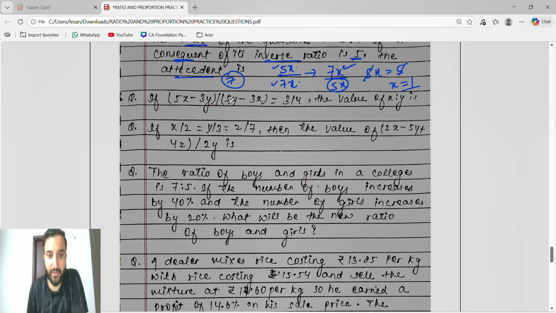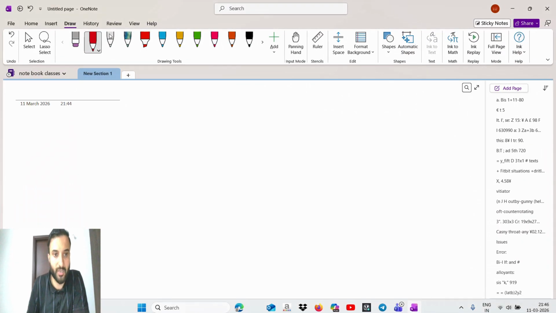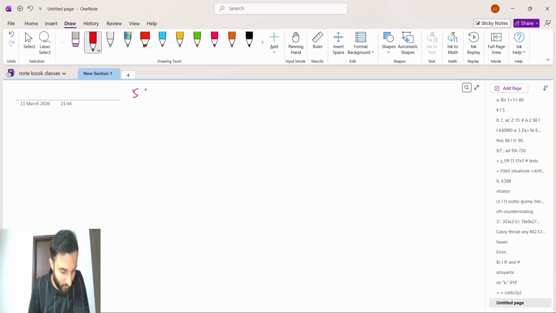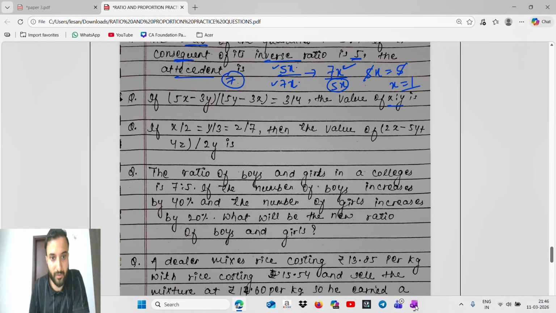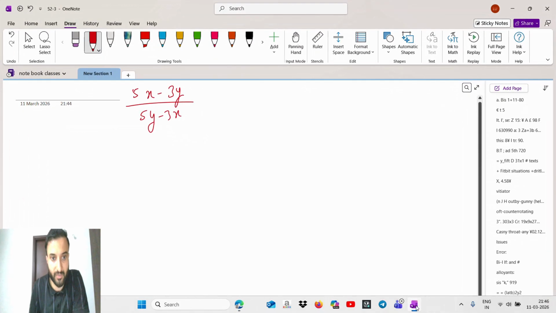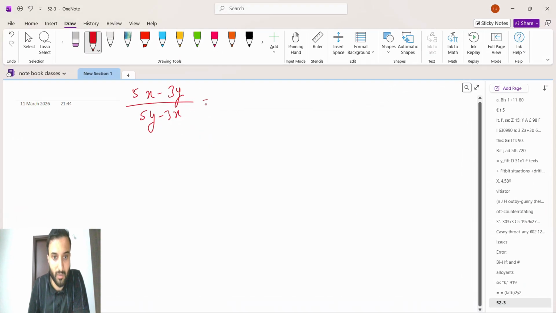5x minus 3y divided by 5y minus 3x equals 3 by 4. Find the value of x by y. Very easy guys, very easy. Okay bhaiya, we will write: 5x minus 3y divided by 5y minus 3x equals 3 by 4. What will we do, guys?